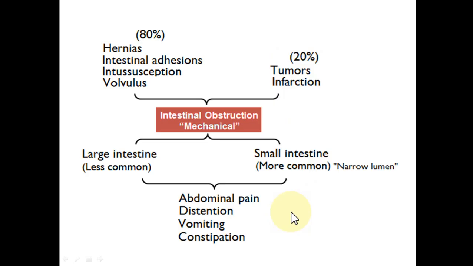Whatever the case, once obstruction occurs, the common symptoms that are observed by the patients are the abdominal pain, distension, particularly of the part of the intestine above the point of obstruction, and vomiting and constipation.